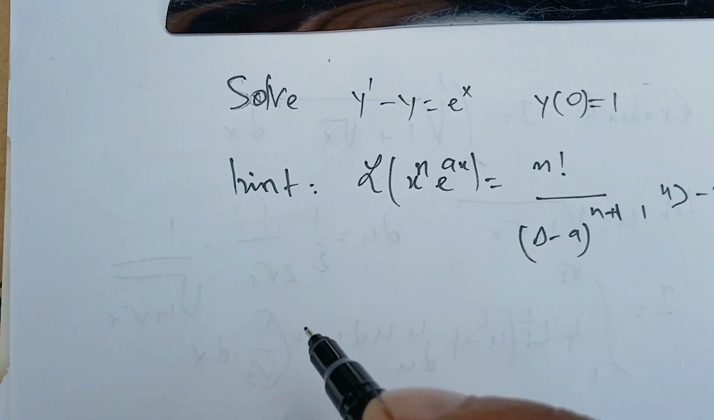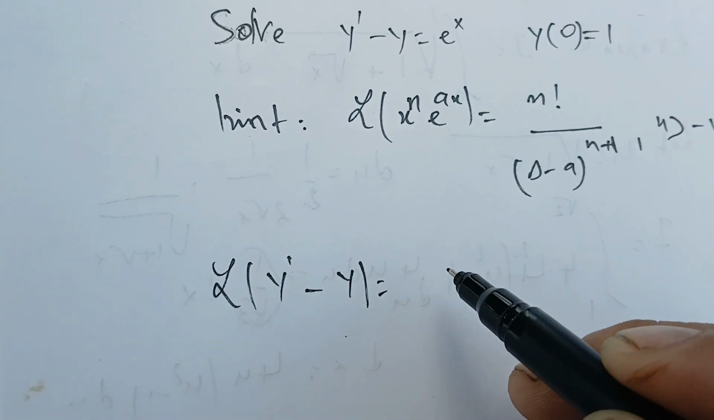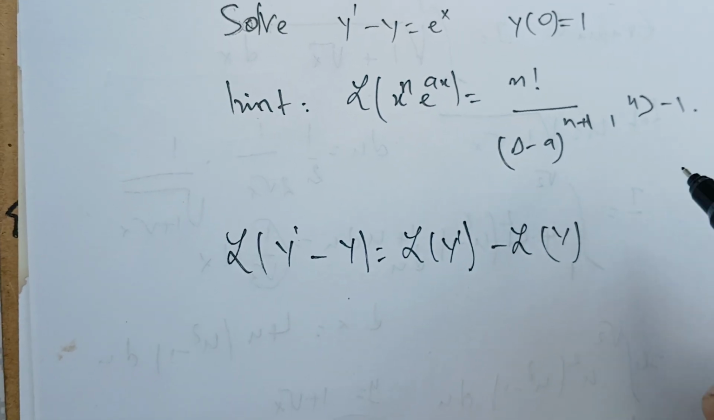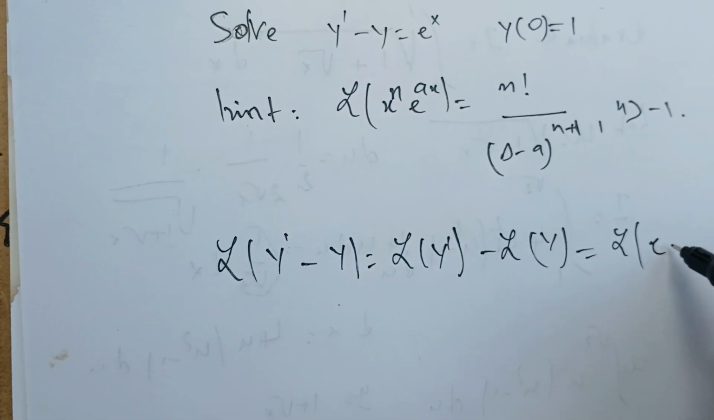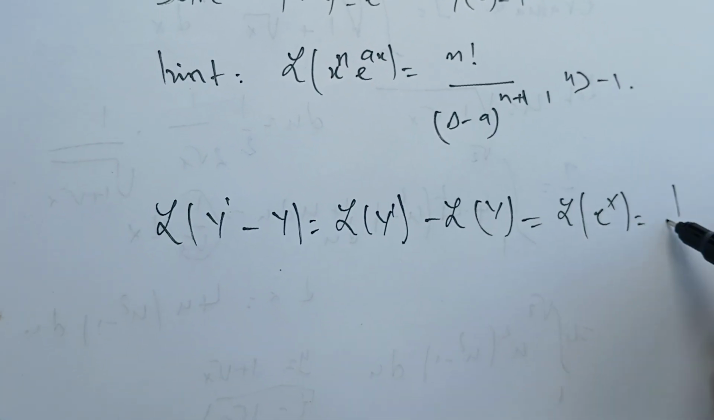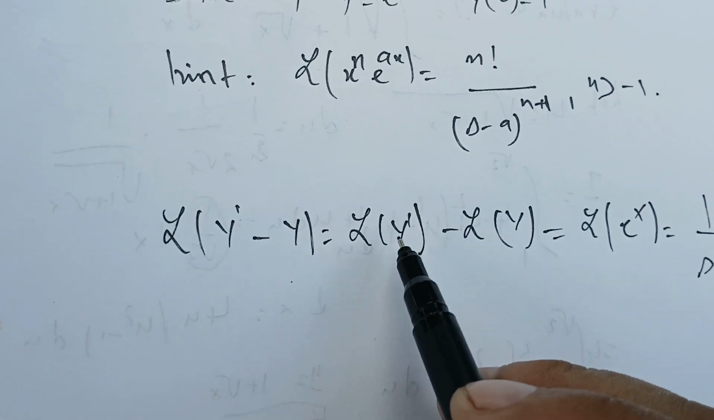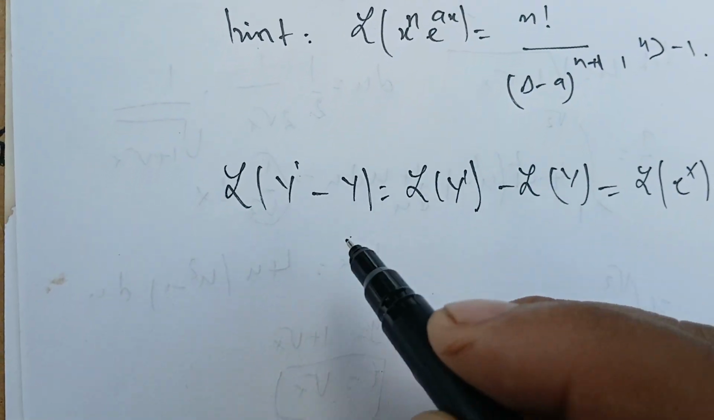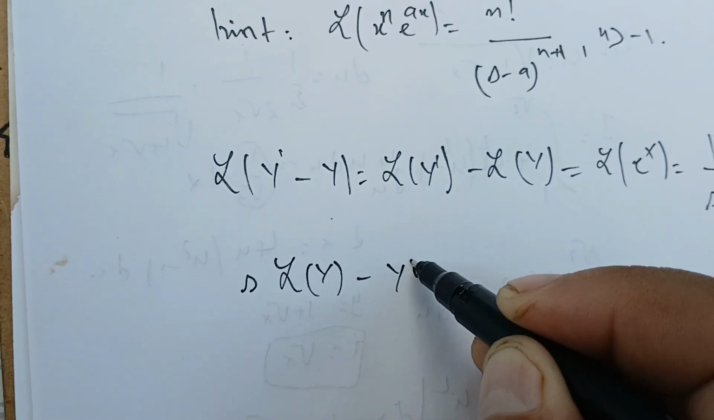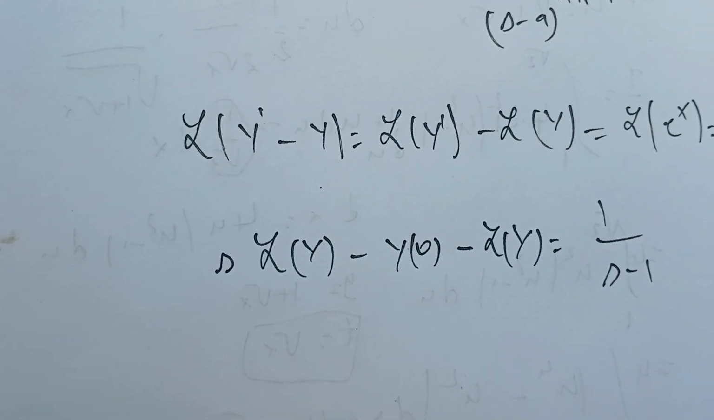So here, using linearity, we have Laplace of y prime minus y is Laplace of y prime minus Laplace of y, and it's equal to Laplace of e^x. We have proved that Laplace of e^x is 1 over s minus 1. And using what we know about the Laplace of the derivative, we can get this to be s Laplace of y minus y of 0 minus L of y equals 1 over s minus 1.